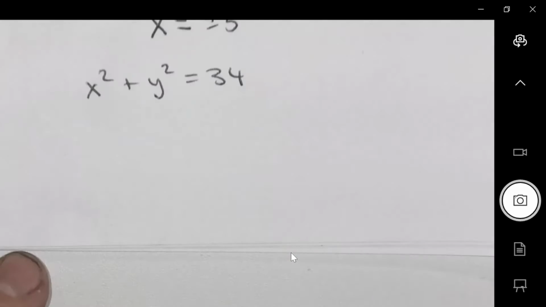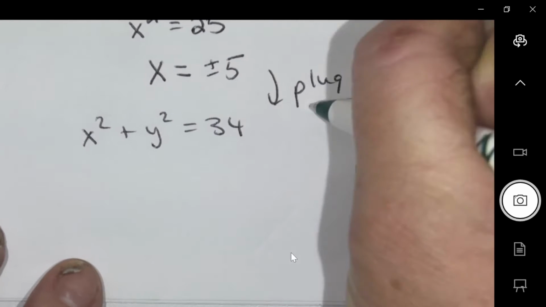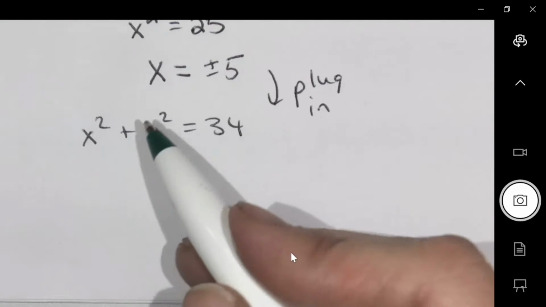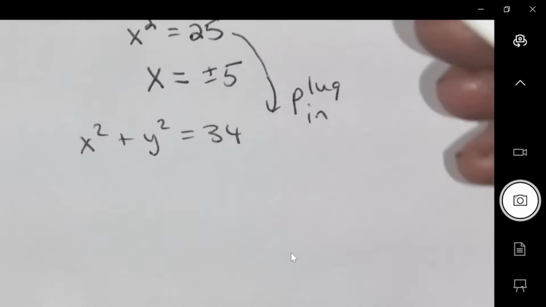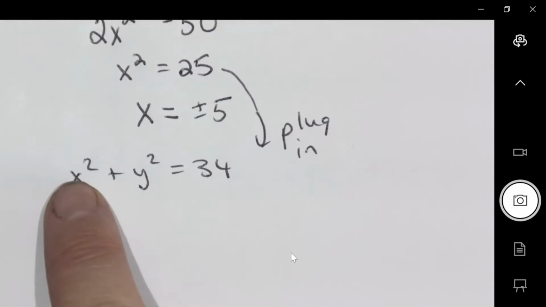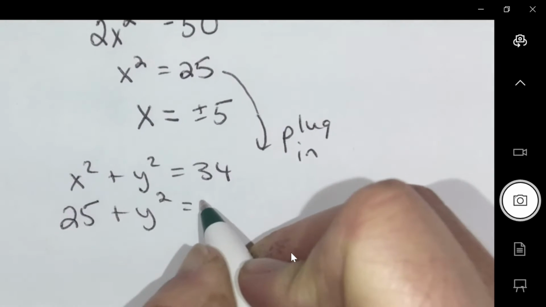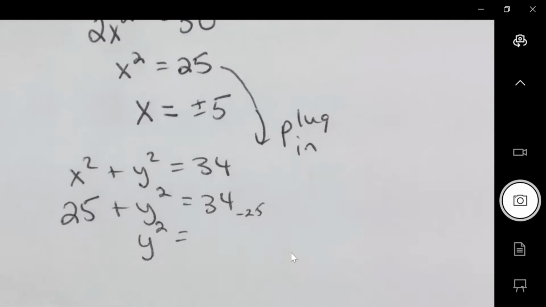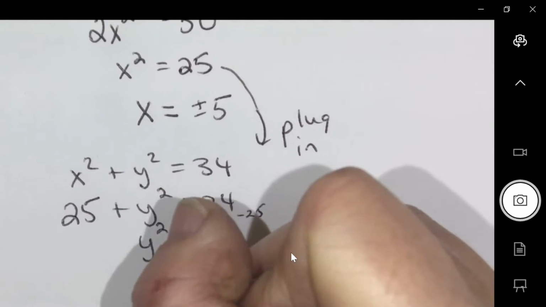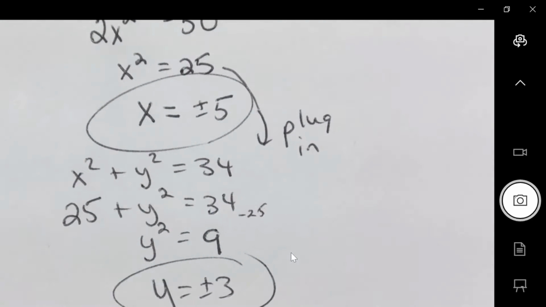Okay, now I'm going to do some plug-ins. So x squared can get replaced with, I actually can just plug this straight into x squared. 25. When I minus 25, that is 9, which makes y plus or minus 3.